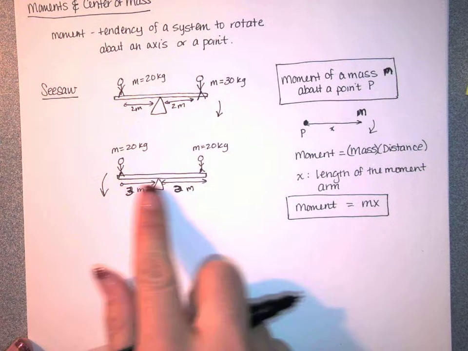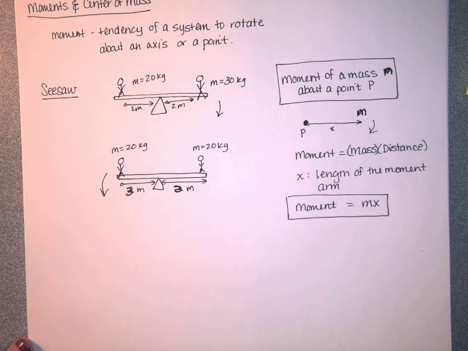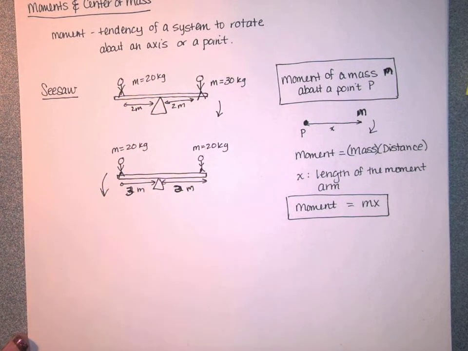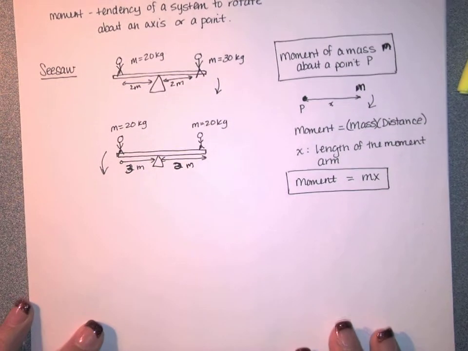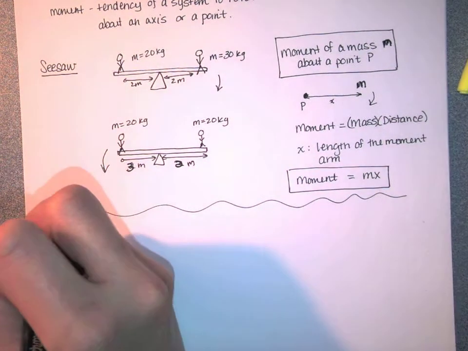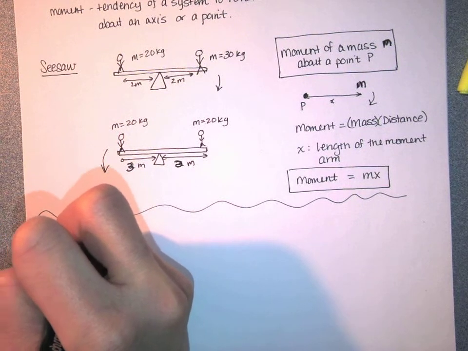And this whole system is going to tend to balance if the moment from this side and the moment from this side are exactly the same. So let me give you a formula for the moment about the origin if you have a one-dimensional system.